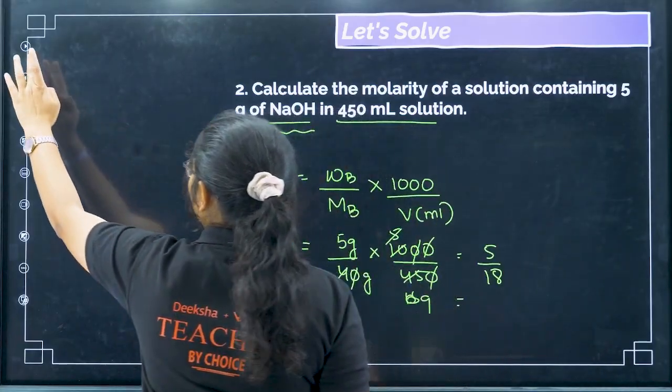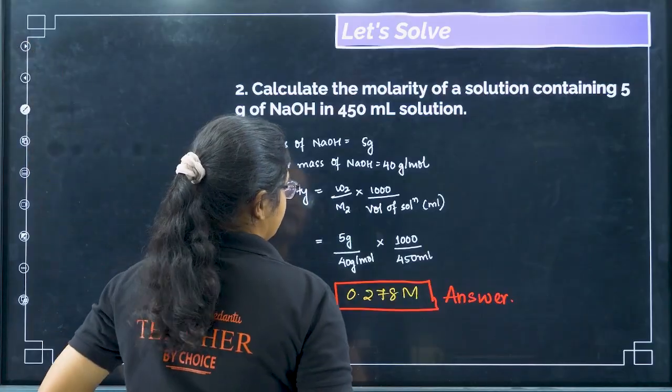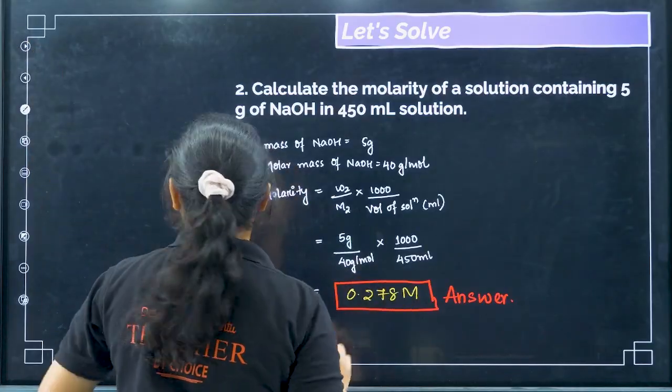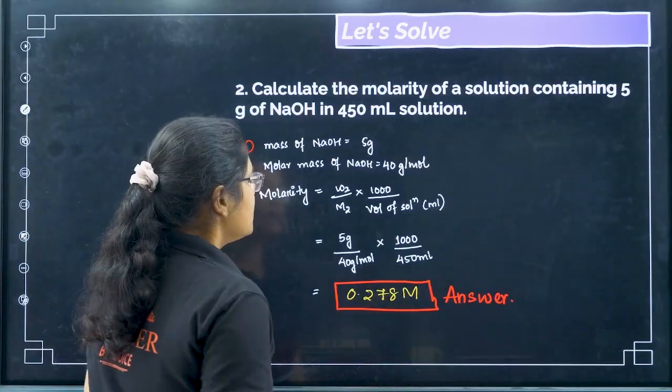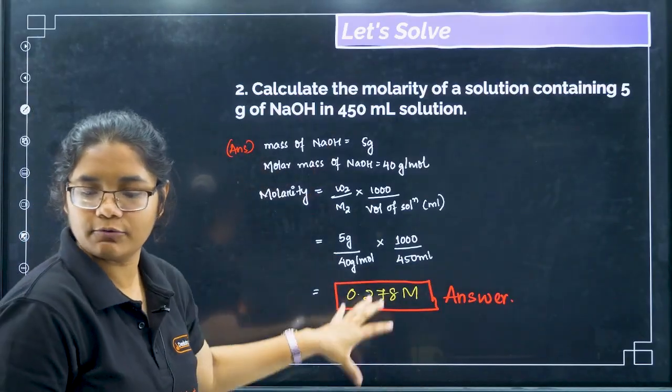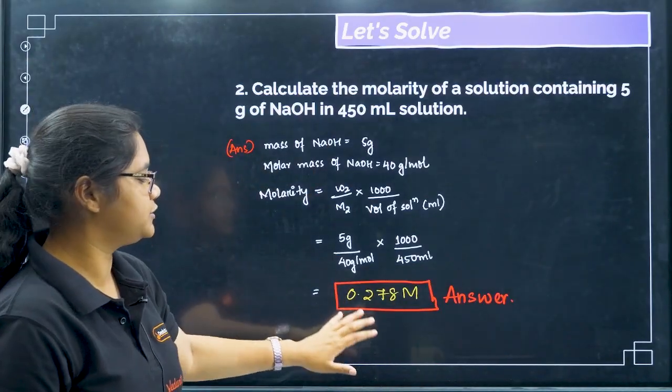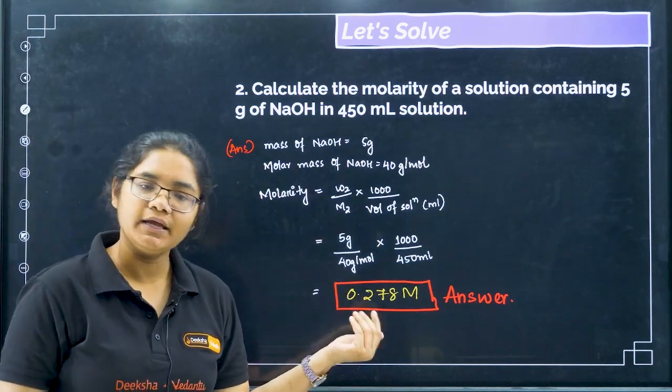So if I solve this, 5 by 40 into 1000 by 450, I'll get 0.278 molar. I have done the proper solution. You can check it, do the calculation. This is the answer that you will be getting.